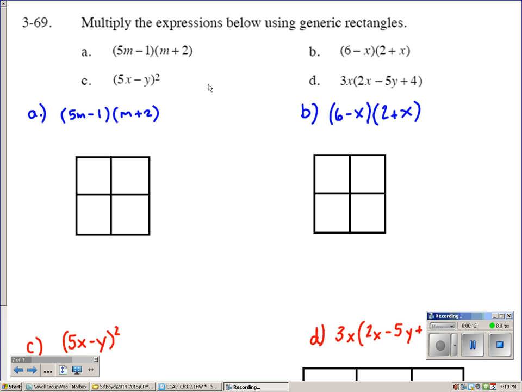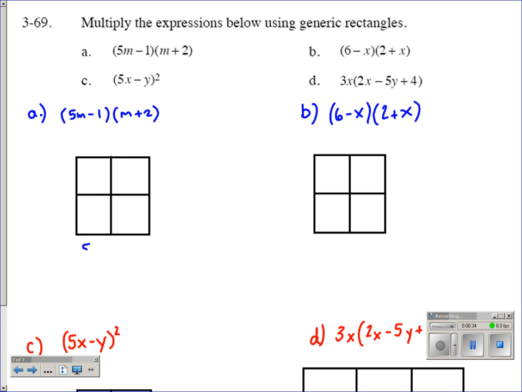So we've got 4 expressions here that we need to multiply. For part A, we've got the binomial 5m minus 1 times the binomial m plus 2. So our binomial, we have 2 terms by 2 terms, so we need a generic rectangle that is 2 by 2. Let's go ahead and set it up.